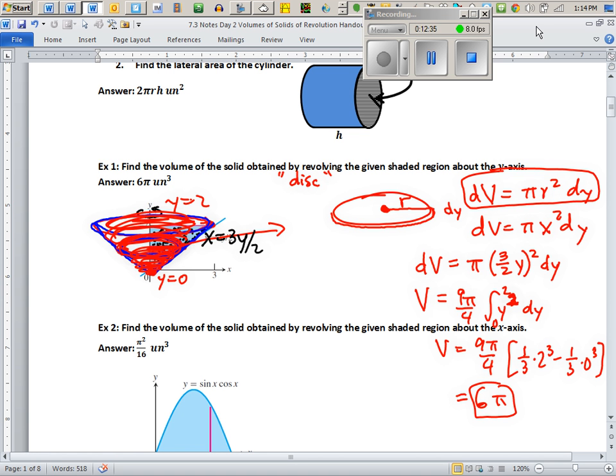Okay, so that 1/3 that you saw in the 1/3 pi r squared h formula 4 years ago, where's it from? Where'd it come from? Integration. It's the antiderivative of y squared, 1/3 y cubed. That's where that 1/3 came from. And the 4/3 in the volume of a sphere formula comes from integration as well.